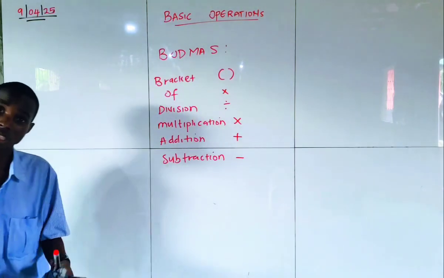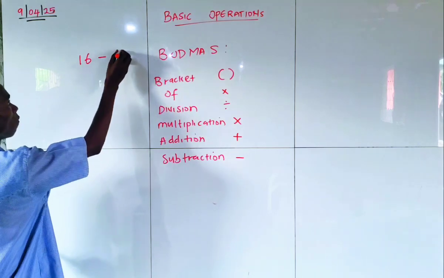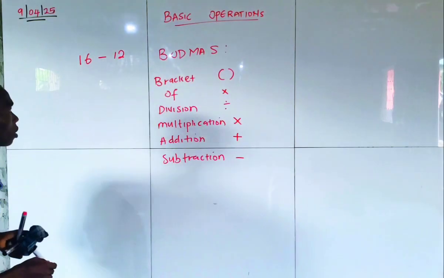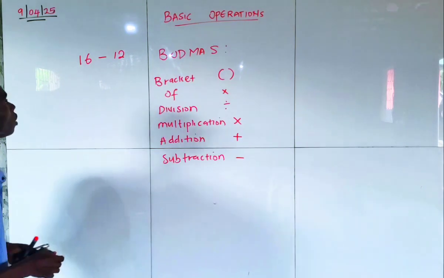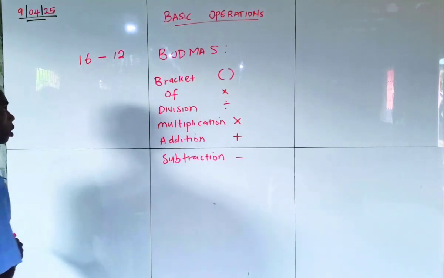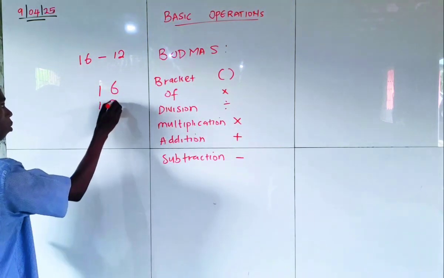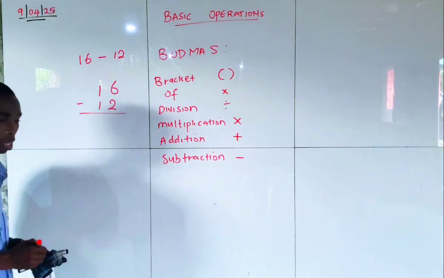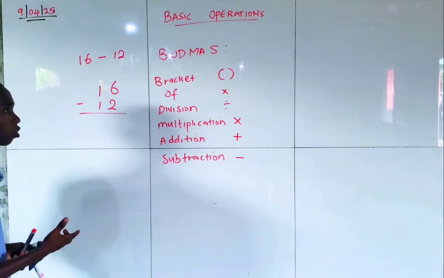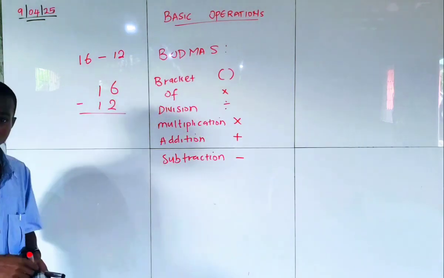Now, first of all, I'll start with the simplest example. 16 minus 12. If you want to subtract this using hundreds, tens and units, it's very simple. Let's use hundreds, tens and units, and then let's subtract. We'll bring down our 16 and we'll bring down our 12. You put your minus sign, and then you continue. Now, 6 minus 2. I said minus means removing. So 6 now, you remove 2 from 6. What will it give you?